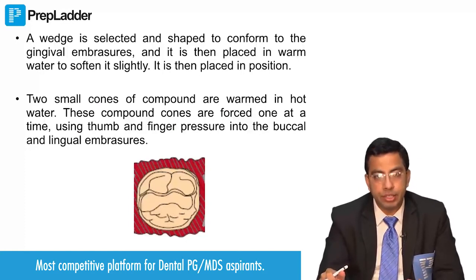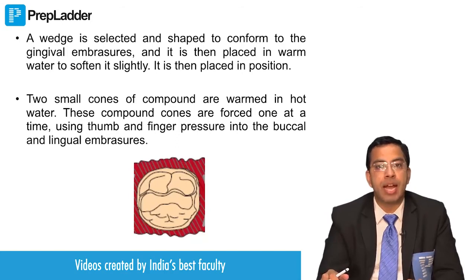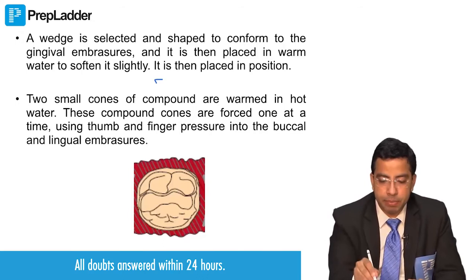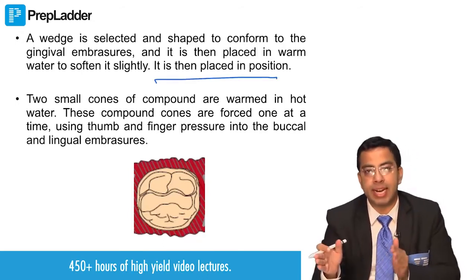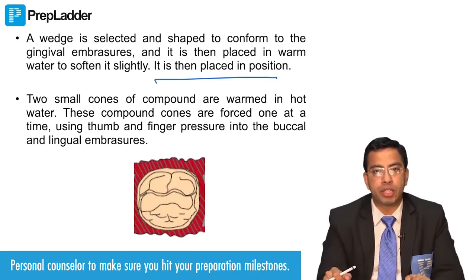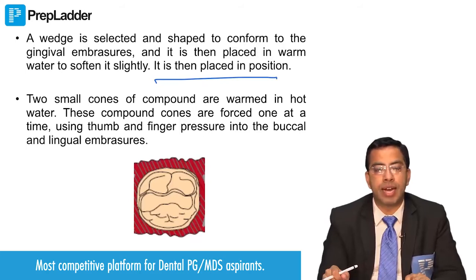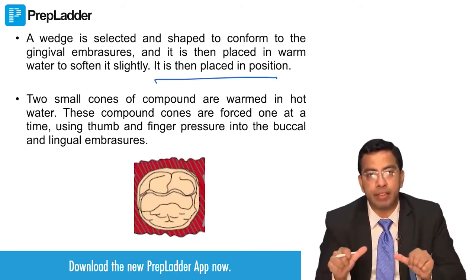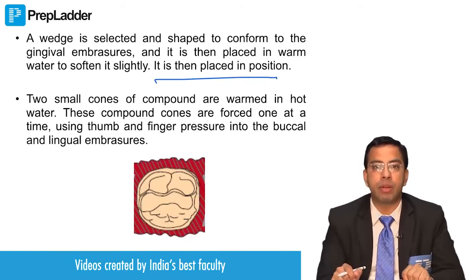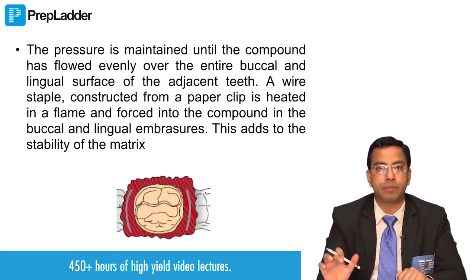Then you select a wedge. A wedge is selected and shaped to conform to the gingival embrasure, and it is then placed in warm water to soften it slightly, and then it is placed in position on the mesial side and on the distal side. Two small cones of impression compound are warmed in hot water. These compound cones are forced one at a time using thumb and finger pressure into the buccal embrasure and into the lingual embrasure. So you have the matrix bands and then you have the impression compound.